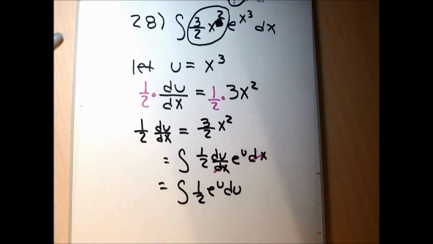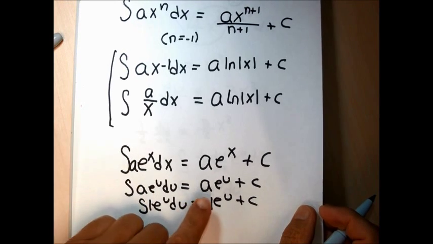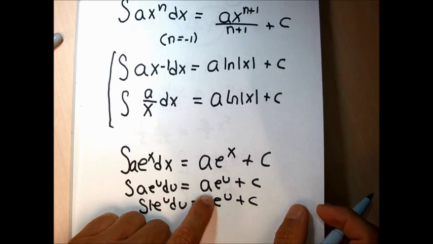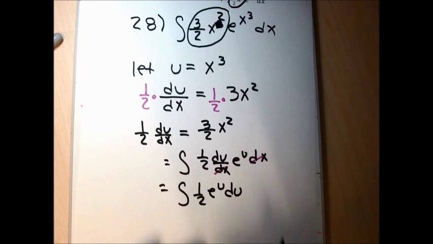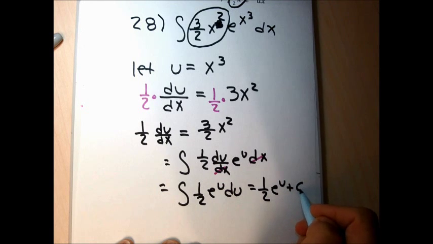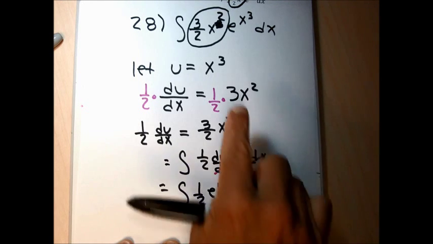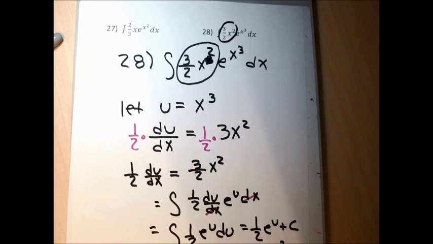And the beautiful thing about e's is if you have a number times an e to a u, it is its own antiderivative. As long as the exponent of the e is just a single letter to a first power, it's its own antiderivative. So this is just going to be 1/2 e to the u plus c, and I need to change the u to x cubed. So for my answer, it's going to be 1/2 e to the x cubed plus c. All right, so give 27 a go.